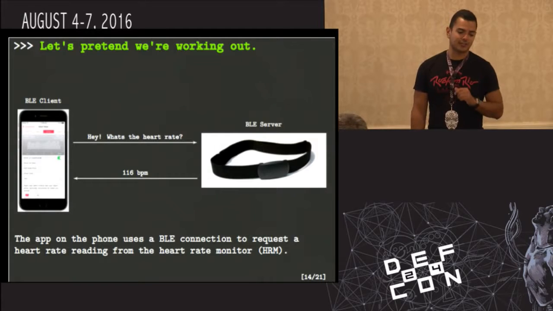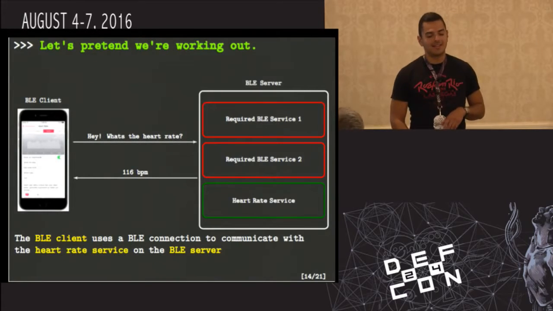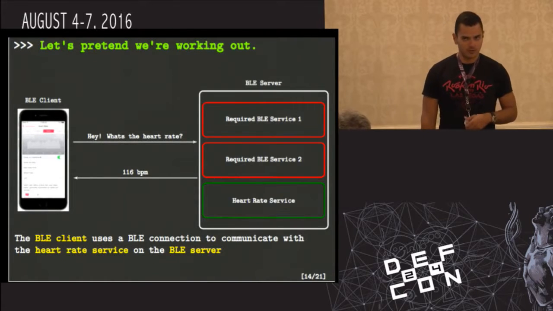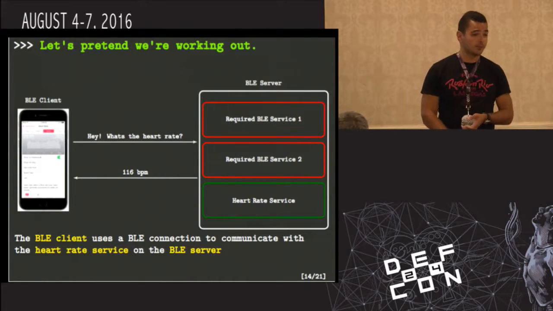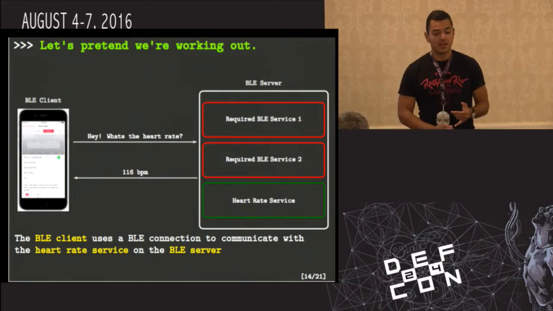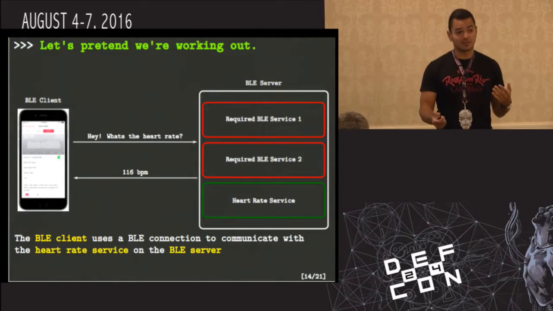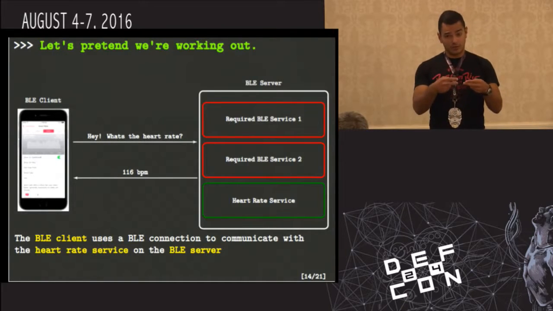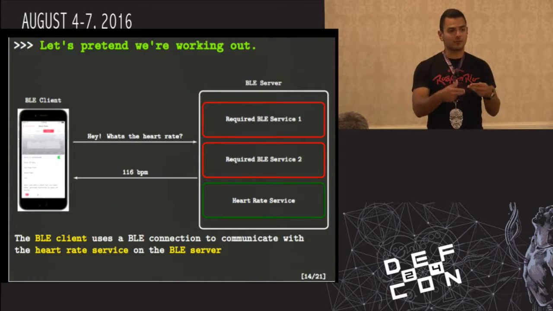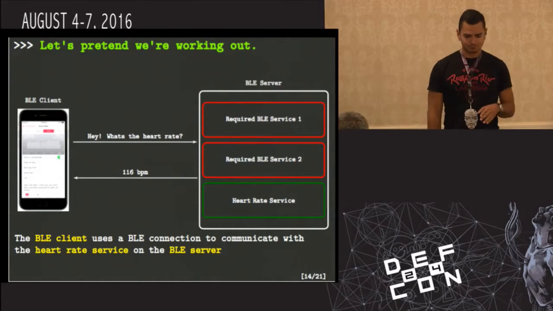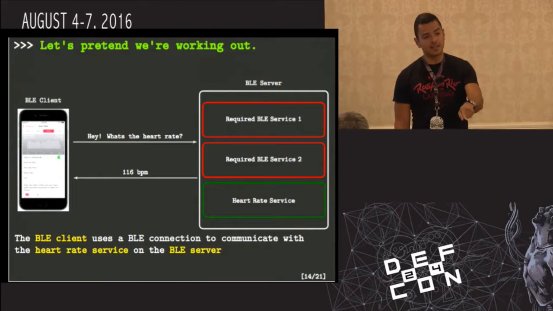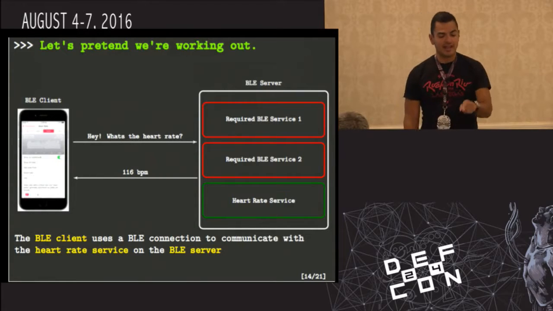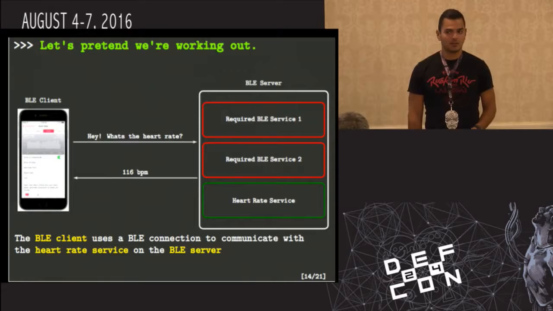Now, what's actually happening is the heart rate monitor is a Bluetooth Low Energy server, in this case serving 3 different services: 2 that are required by Bluetooth Low Energy that I'm not going to go into today, and 1 that's application specific. Any other ones that you see besides those 2 are going to be application specific. So what's really happening is my phone is contacting the heart rate service inside the Bluetooth Low Energy server and asking for my heart rate.